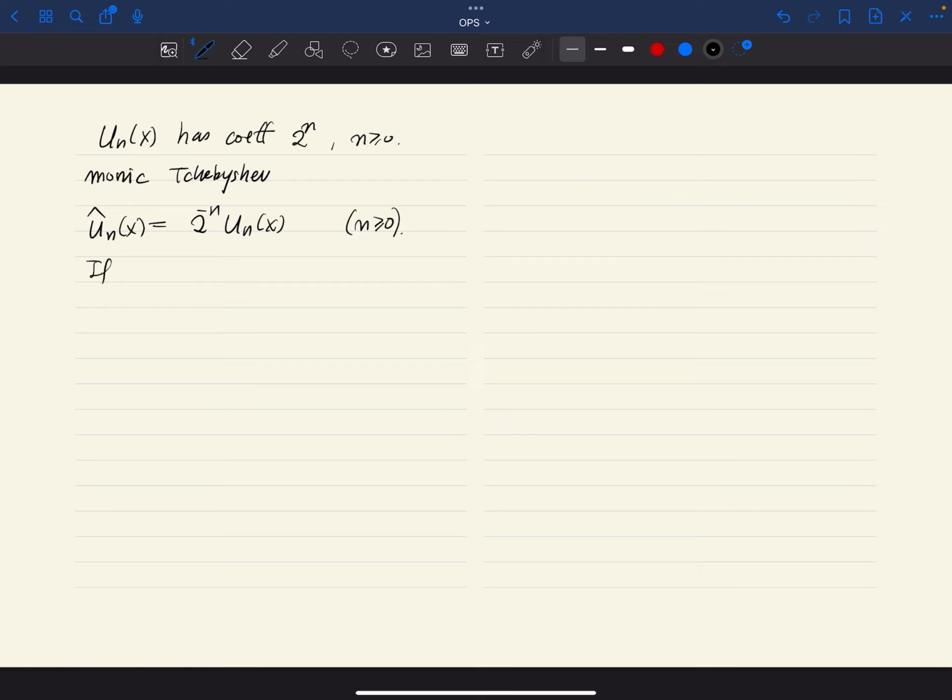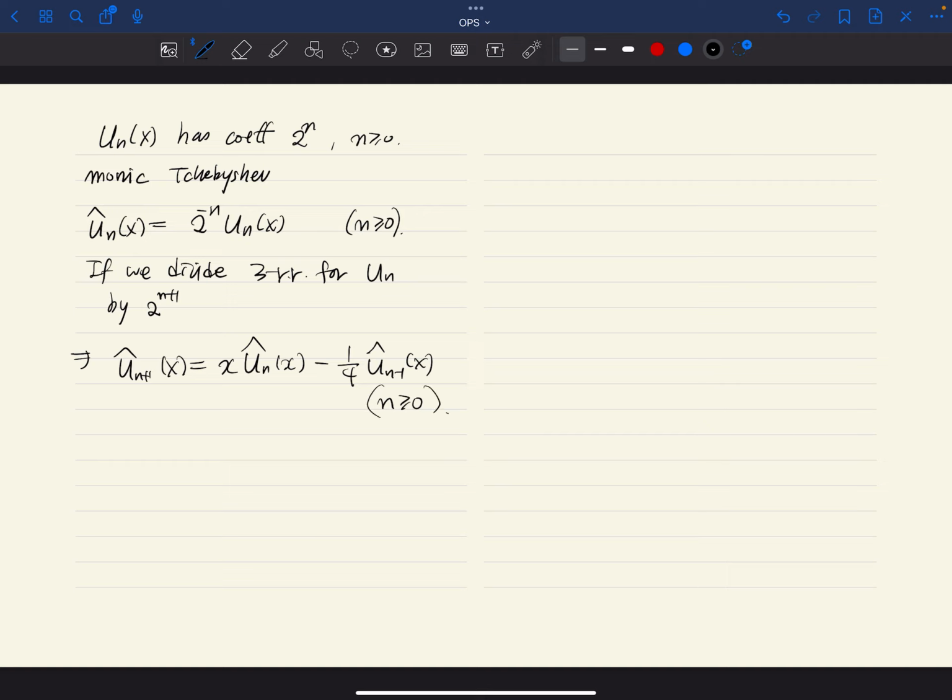So if we divide the three-term recurrence for U_n by 2 to the n plus 1, then we get it in our form: x times the previous polynomial minus 1 over 4 times the one before, for all n greater than or equal to 0. That means b_n equals 0, lambda_n is always 1 over 4, which is simple.